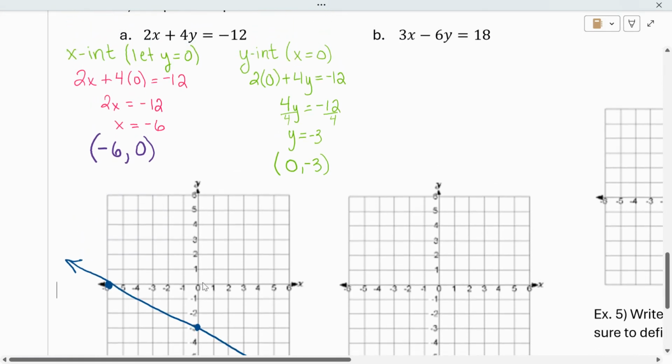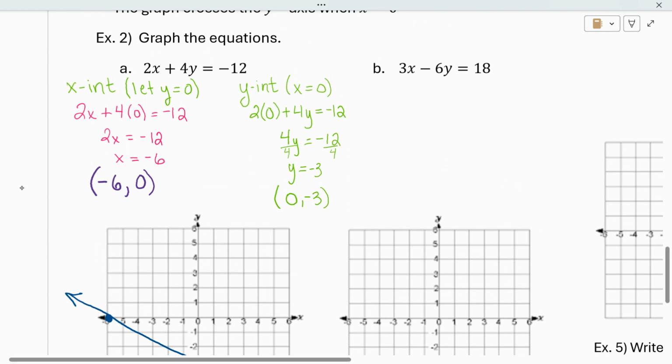Okay, so I want to tell you why I call it the cover-up method. If I want to find the x-intercept, I have to let y equal 0, so I just cover it up. What equation do I have now? You have 3x equals 18, which means x equals what? 6. So that's the ordered pair 6, comma 0.